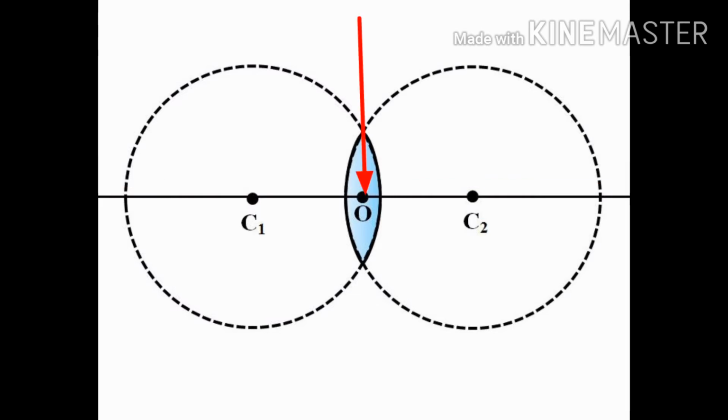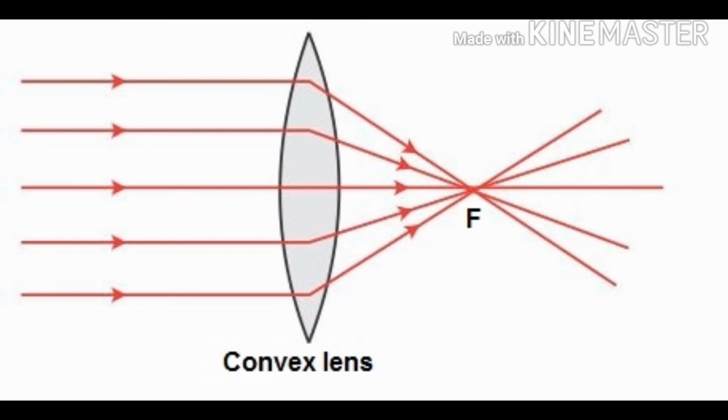Optical center. O is the optical center of the lens. This is the point inside the lens on the principal axis through which light rays pass without changing their path, and it is called the optical center. Now let us learn principal focus, which is denoted with the letter F. When light rays parallel to the principal axis fall on a convex lens, they converge to a point on the principal axis. This point is called the principal focus.